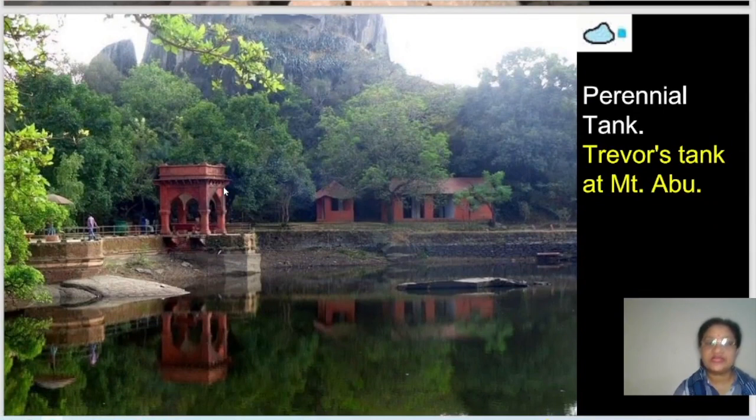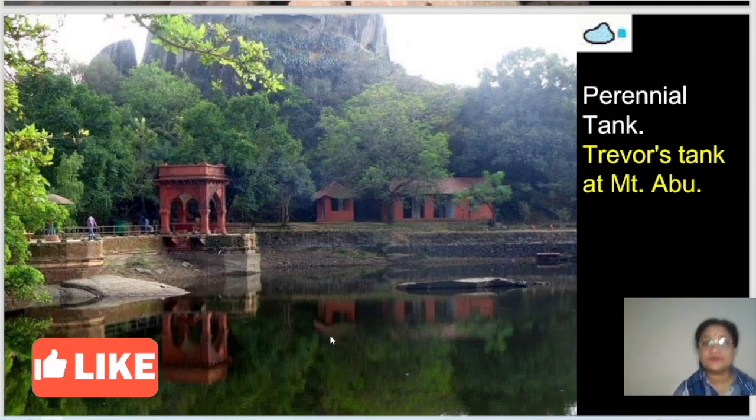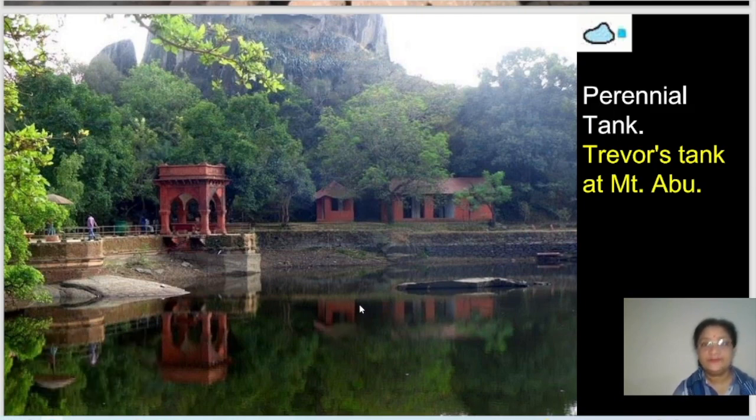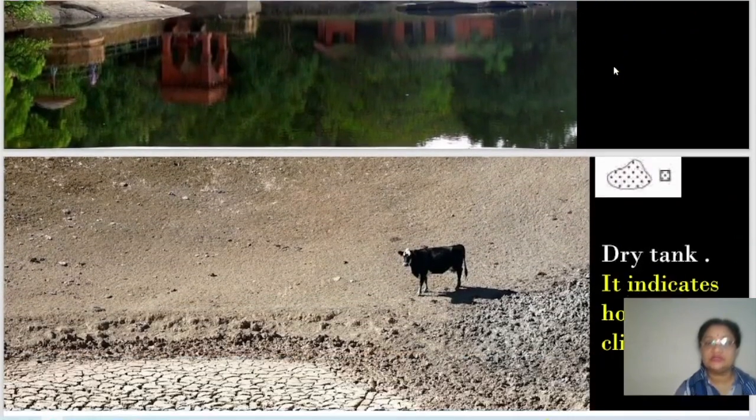Now come to the next one, that is the perennial tank. Whenever any tank is filled with water throughout the year, it is called a perennial tank. Okay, this is the symbol of a perennial tank. You can see here on the right side at the top, perennial tank. Always it is colored blue. If it is colored blue, it is a perennial tank. If it is dotted, right, black dots are there, that shows a seasonal tank.